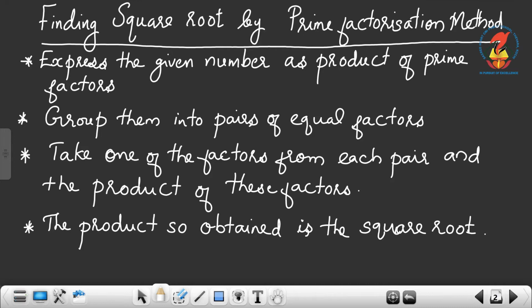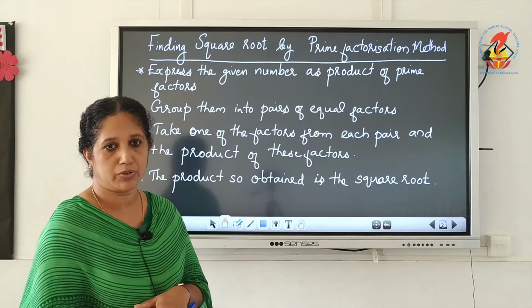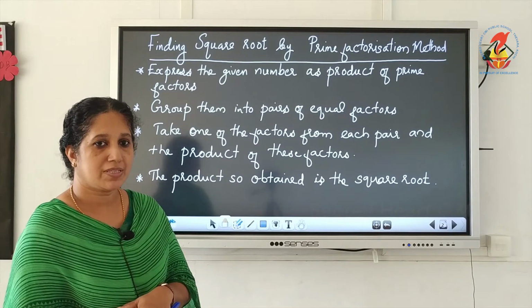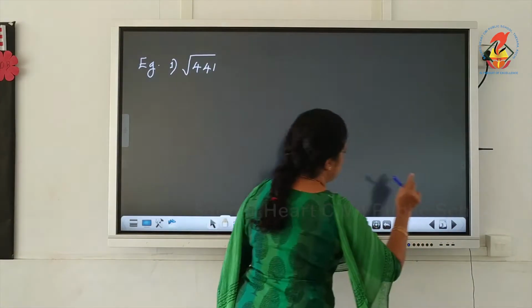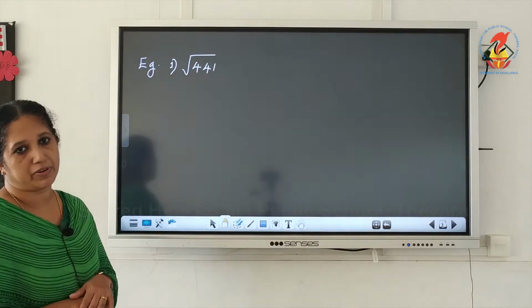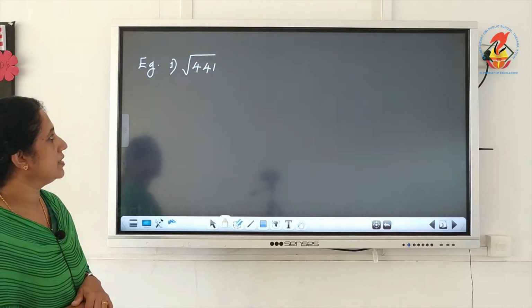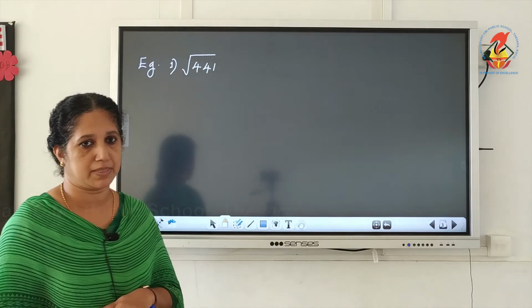Now we know the prime factorization method, and we use that method to check whether the given number is a perfect square or not. So the same way we have to start. Now here we will look into the example. First one, find the square root of 441. You have to find the square root of 441 by prime factorization method.